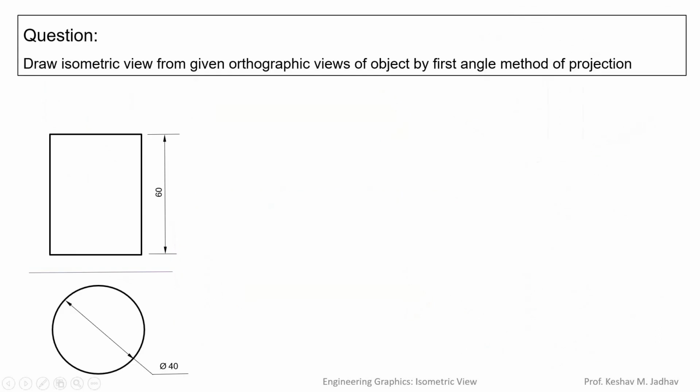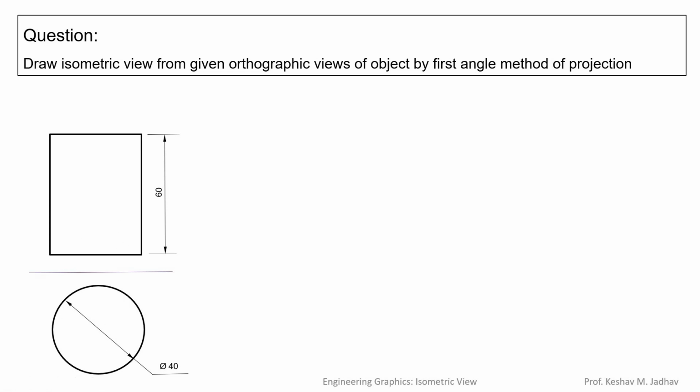Let us take another example, and the question is like this: draw the isometric view from given orthographic views of the object by the first angle method of projection. So this is the orthographic view by the first angle method of projection. This will be the front view and this will be the top view. If we try to visualize the three-dimensional object for this given front view and top view, then it will be a cylindrical block. When we look at the cylindrical block from the front, it will look like a rectangle, and when we look from the top, it will look like a circle. So we can easily visualize that it is a cylindrical block.